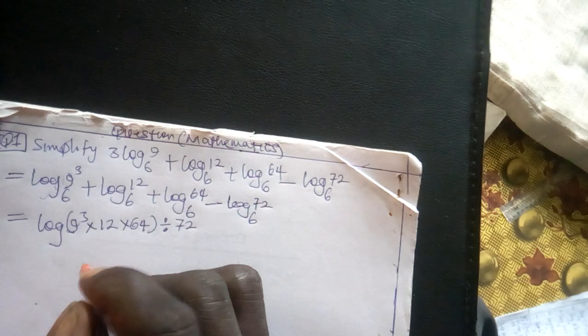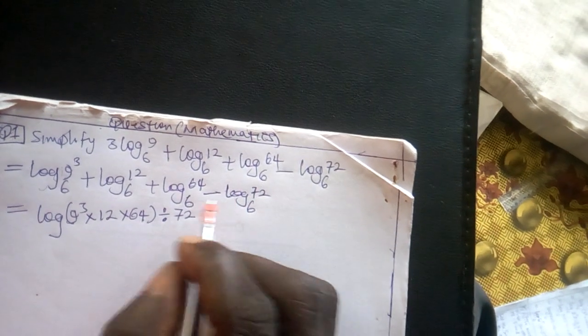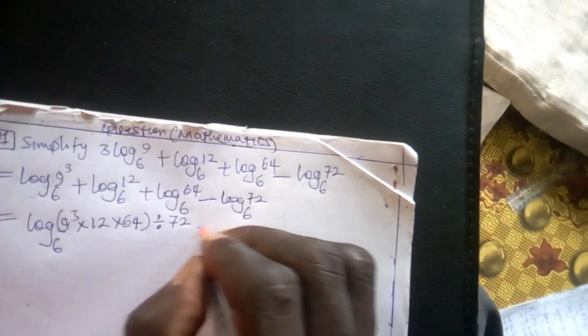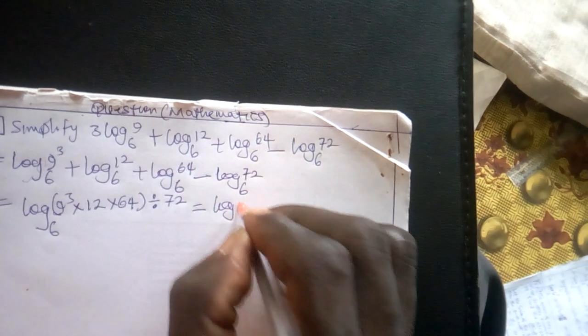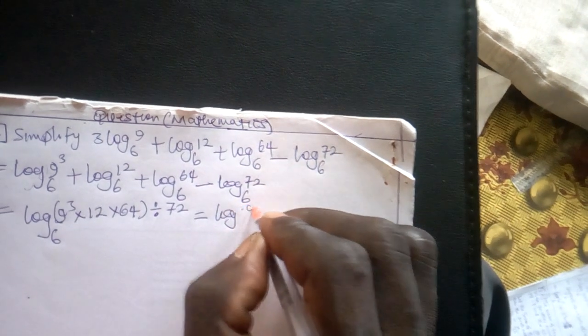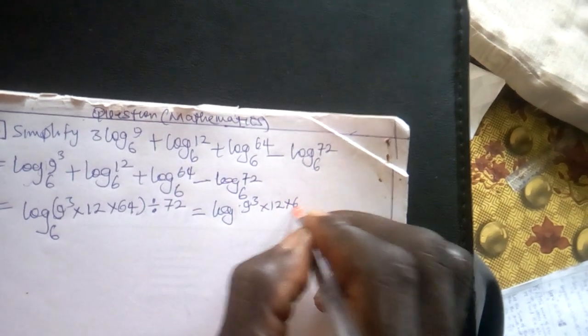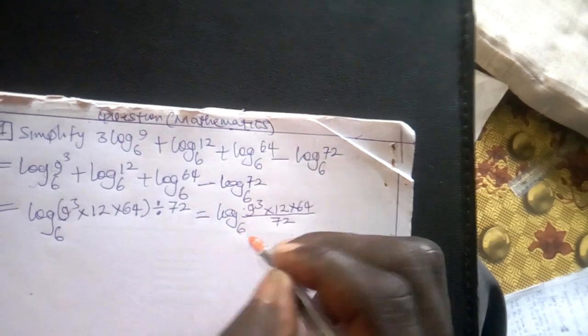Addition leads to multiplication inside the log, the base is 6, and subtraction leads to division. So everything is still in base 6. So the next step now equals to the log of 9 raised to power 3 times 12 times 64, everything divided by 72, to base 6.